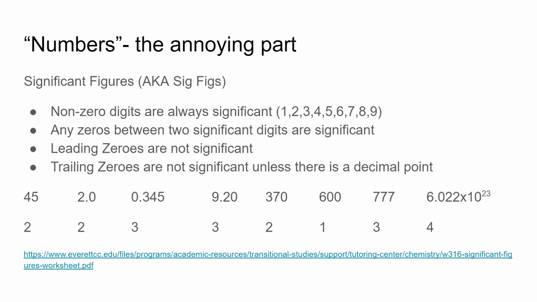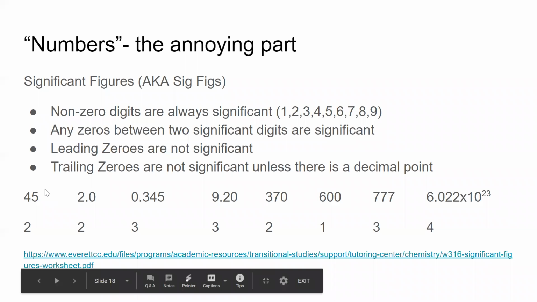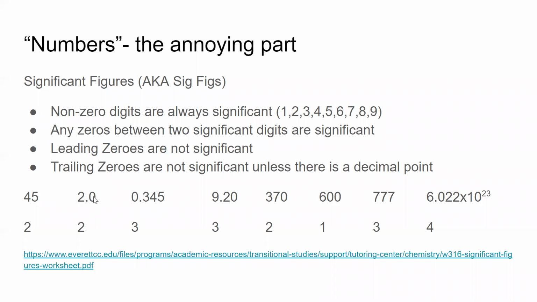I already put the answers at the bottom, but just look through this. Like in 45, both numbers are significant, so there's two sig figs, because the 4 is a non-zero and the 5 is a non-zero. In 2.0, both numbers are significant, so there's two significant numbers, because the 0 is trailing, but there's a decimal point, so that means it's significant. And the 2 is a non-zero, so it's significant.